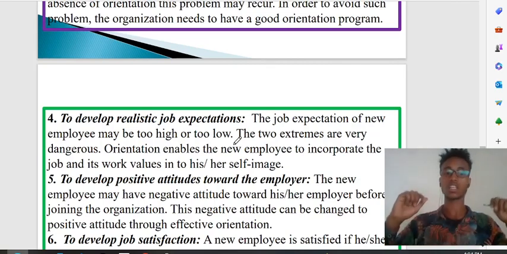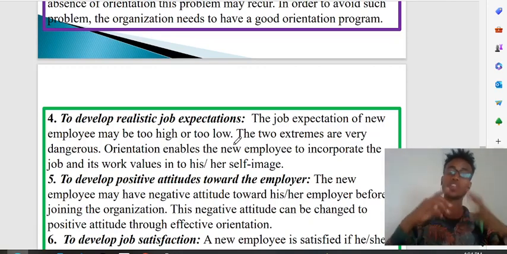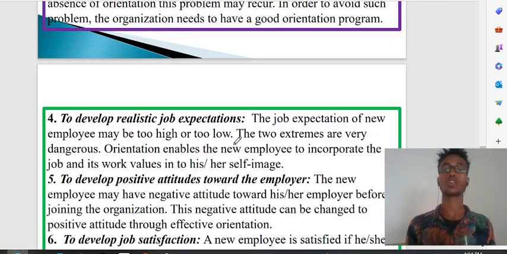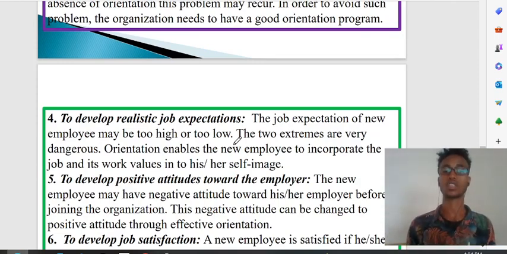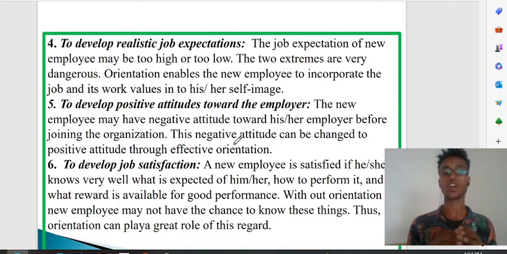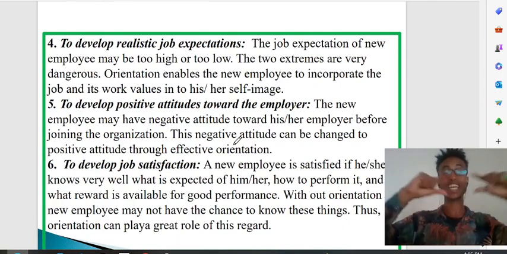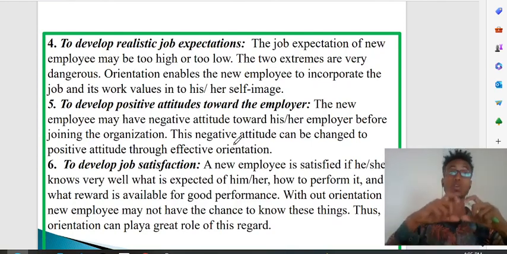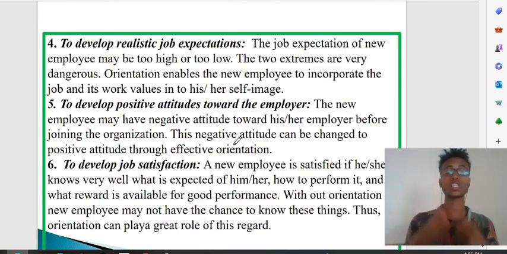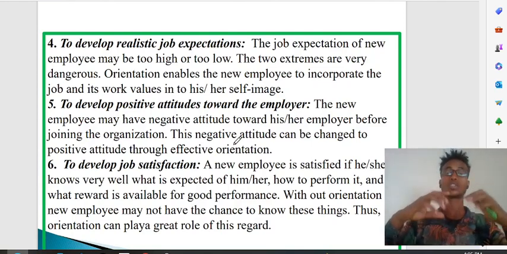In that case, that specific placed employee develops realistic job expectations. The job expectation of a new employee may be too high or too low. Both extremes are very dangerous. Low expectations are also a problem.